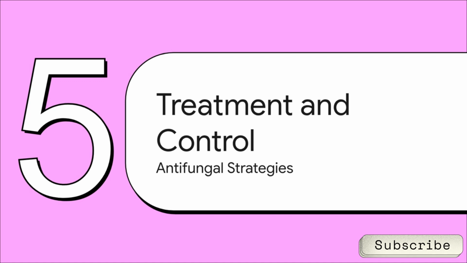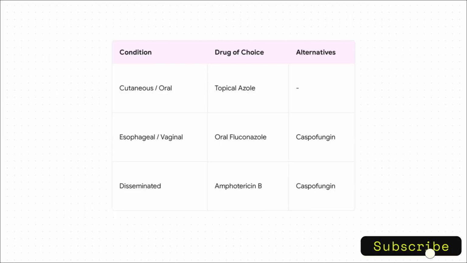Okay, we found the fungus, we identified it. Now what are we going to do about it? Let's talk about treatment. Treatment really depends on where the infection is and how bad it is. For something simple like a skin rash or oral thrush, a topical azole cream will do the trick. If it's a bit more serious, like in the esophagus, you'll step it up to an oral pill like fluconazole. But if it's a life-threatening systemic infection, you bring out the big guns, IV drugs like liposomal amphotericin B. This table is basically your treatment cheat sheet.